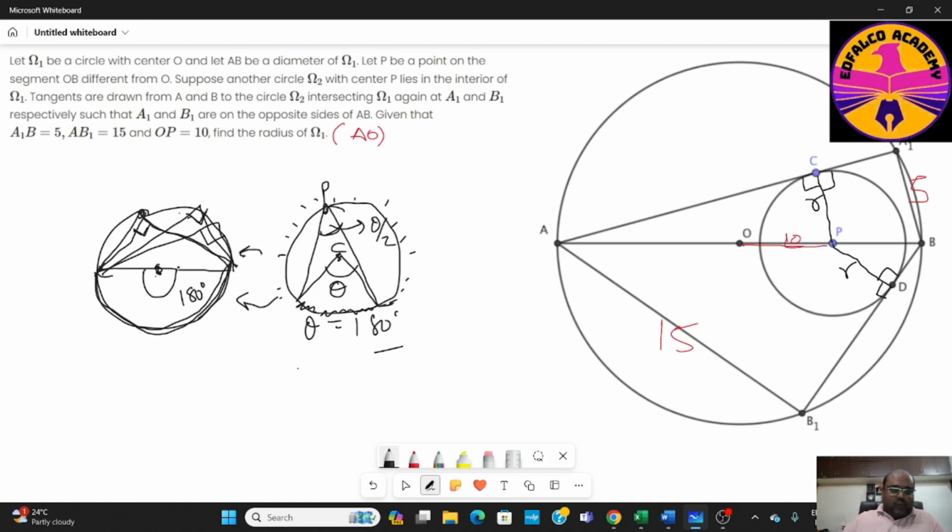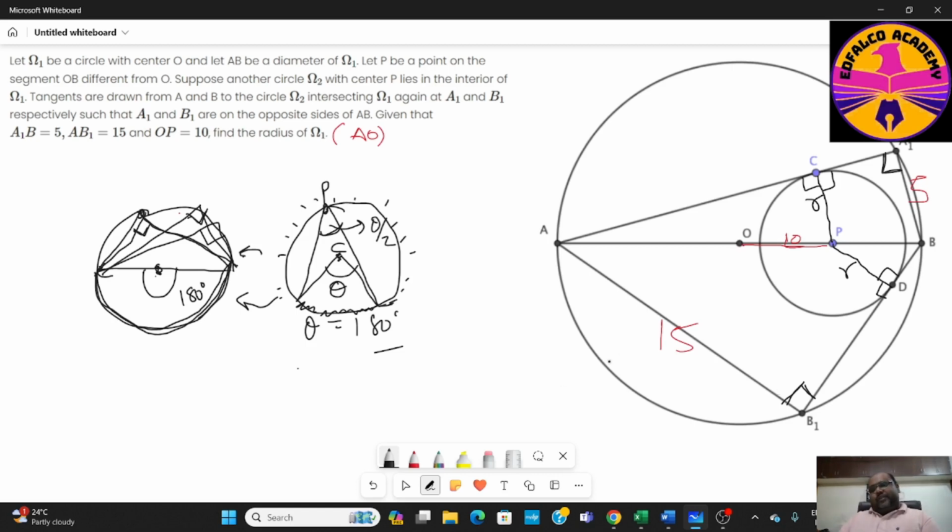Based on this logic, you can directly see that AB is my diameter and A, A1 and B form a triangle with AB as the diameter. So it is necessary that angle A1 must be 90 degrees. This angle must be 90 degrees. And the same logic follows on the other triangle also, which is AB1, the bottom triangle, whose side is the diameter. Therefore, this angle also must be 90 degrees.